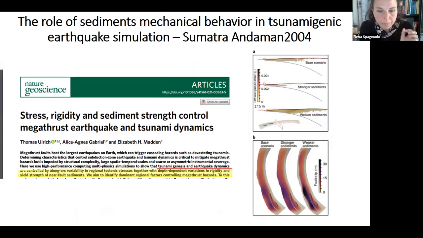Another recent example is the one that Alice presented to us a few weeks ago. One of the messages of this paper is that the tsunami genesis and earthquake dynamics are controlled by along-arc variability in regional tectonic stress together with depth-dependent variation in rigidity and yield strength. In this figure, there are the cases that they investigated, and one thing that was important for me was the definition of stronger sediments versus weaker sediments, which is also one of the motivations of the title of this talk.